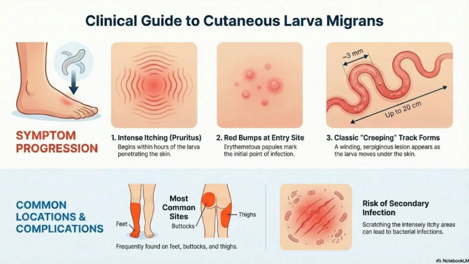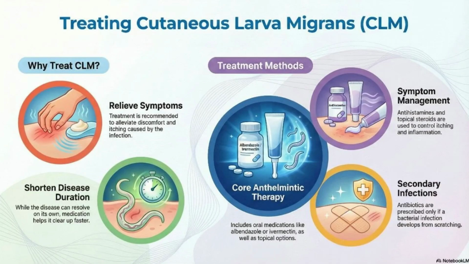Clinically, patients experience intense pruritus within hours, erythematous papules at the entry site, and also a classic creeping, serpiginous tract, usually 3 mm wide and up to 20 cm long. Common sites include feet, buttocks, and thighs. Secondary bacterial infections may occur due to scratching. Although CLM is a self-limiting disease, treatment is recommended to relieve symptoms and shorten disease duration. Treatment includes oral albendazole or ivermectin, topical anthelmintics, antihistamines, and topical steroids, also antibiotics if secondary infection occurs.